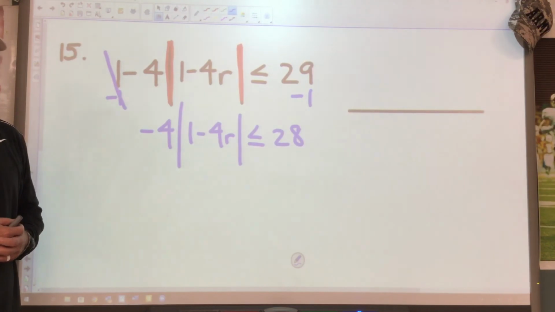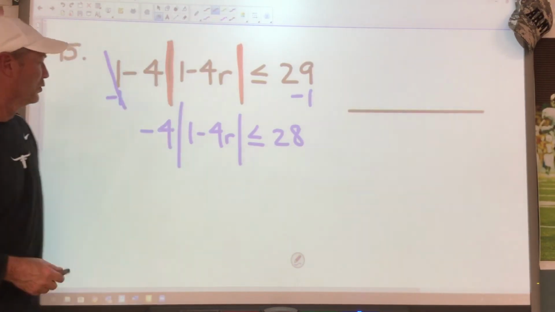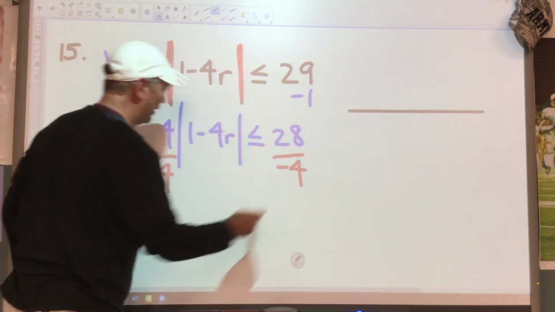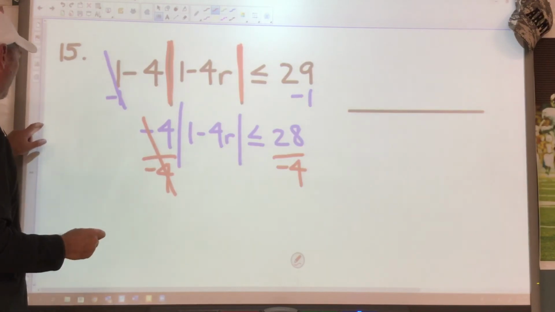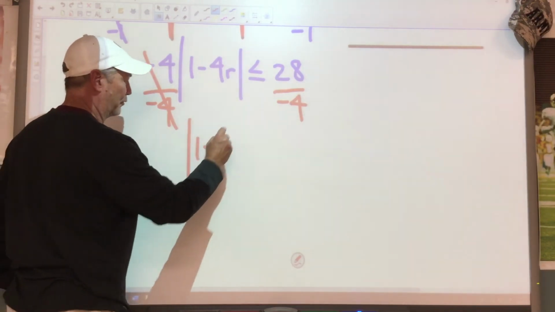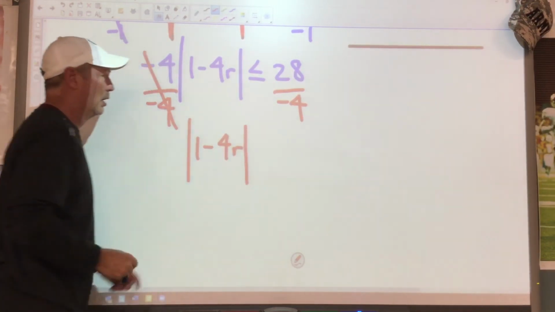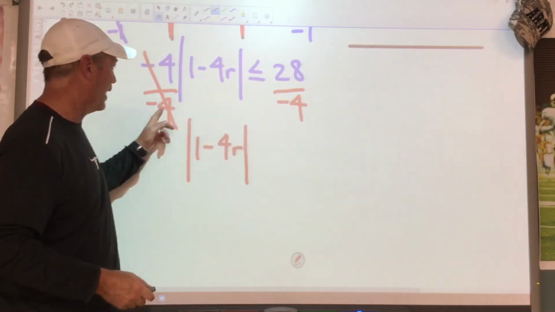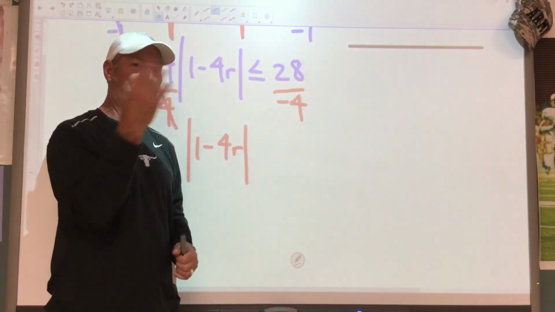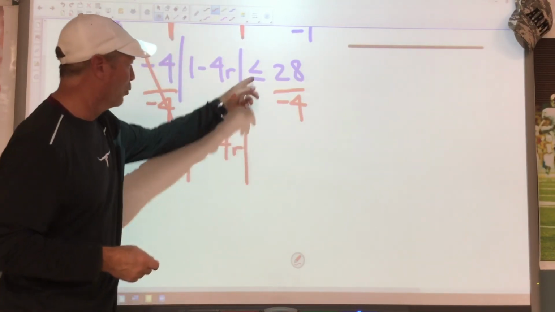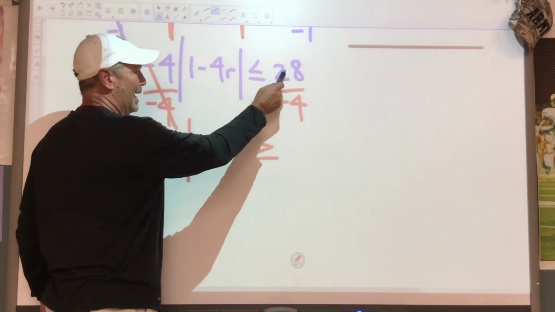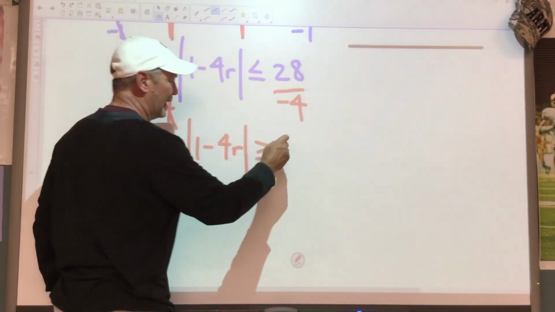Still, absolute value is not by itself. So we're going to divide by -4. This will cancel. So that leaves me with the absolute value of 1 minus 4r. But I divided both sides by a negative. The rule, remember, is you have to flip your symbol if you divide by a negative. So we're going to have to point this the other way. This is going to become greater than or equal to 28 divided by -4, which is -7.